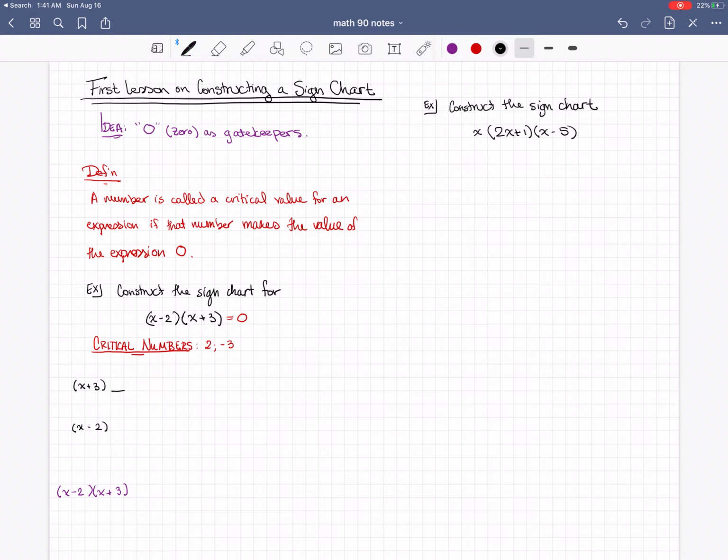Okay, so x plus 3. So x plus 3 is 0 when x is negative 3. So I'm going to mark that here. This is just a number line. The scale that you use is totally up to you. How much you label is totally up to you. I like to label only the critical numbers because I think it's more clear that way. And x minus 2, the critical number there is 2.